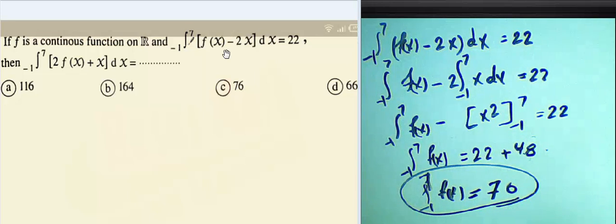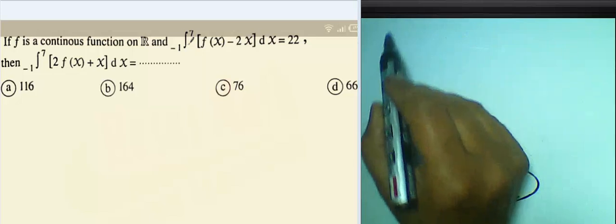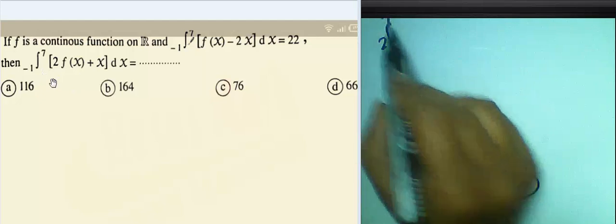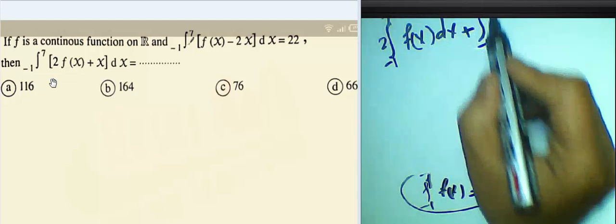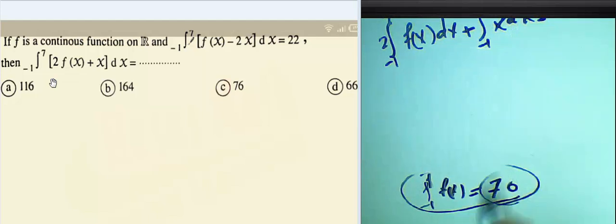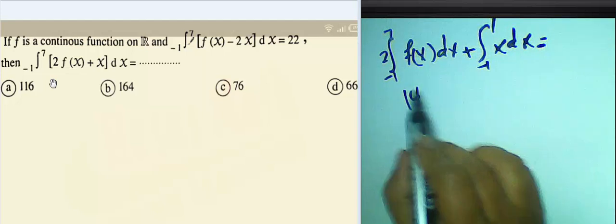And then we can complete the example here. We want to find the integration of the function. Okay, I will distribute the integration over the function here, with the 2 outside: 2 times the integral from negative 1 to 7 of f of x dx plus the integration from negative 1 to 7 of x dx. We get the result here, 70. 70 here in the example, 2 times 70 equals 140.